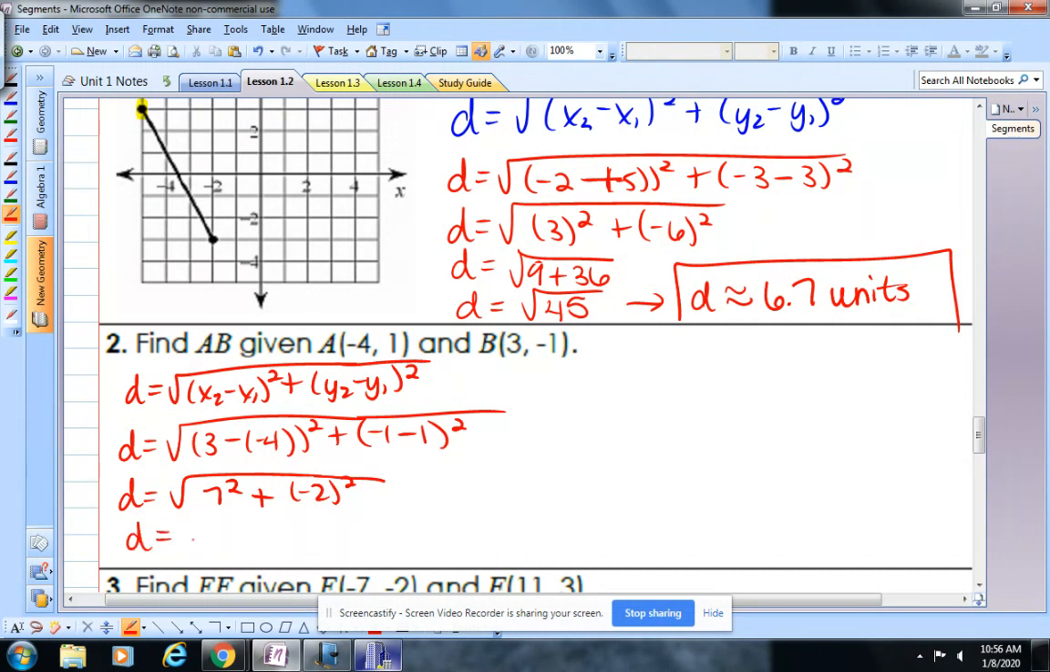What's 7 squared? 49. Plus negative 2 squared is 4. So D is going to be the square root of 53, which is going to be approximately what in our calculator? Something's wrong with my calculator. Square root of 53. I'll get about 7.3-ish. And I'm okay if you round it to just one decimal place. Just make sure you put squiggles. Okay, because equals means exactly. Okay, we're rounded, so we're not exactly.